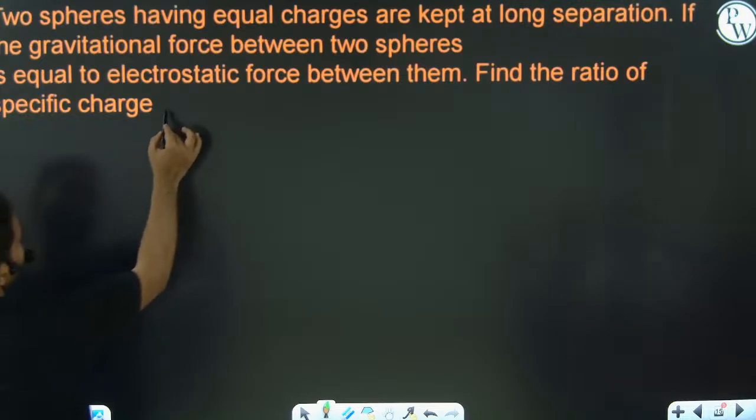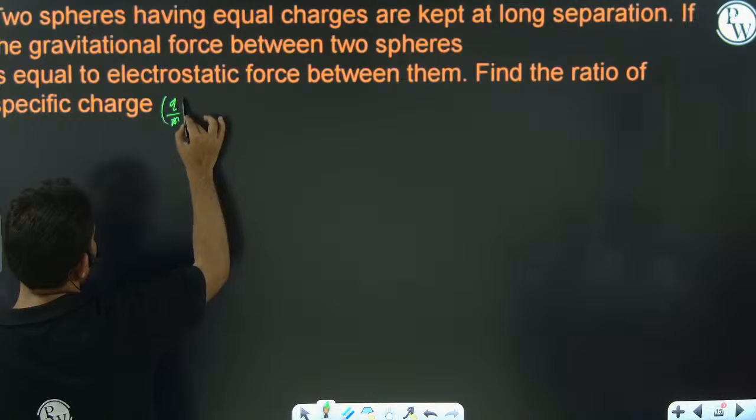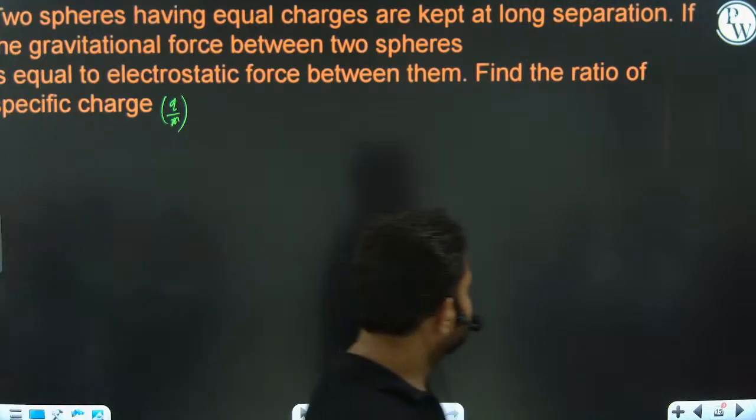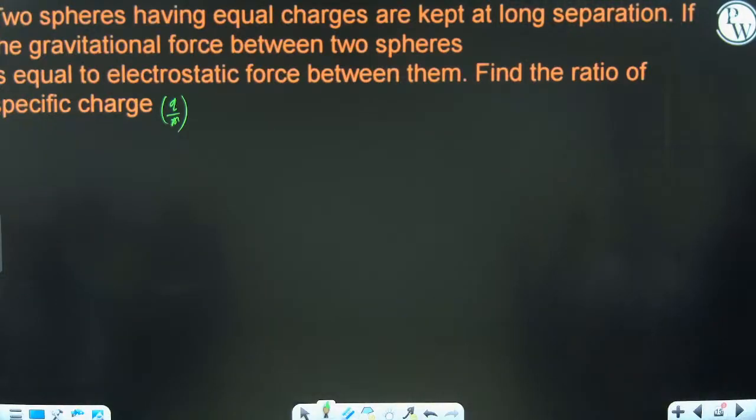Specific charge means Q upon M, beta. Charge per unit mass. What is the question saying? Who is going to explain the question to me? What is the question asking? Does anyone want to tell me?